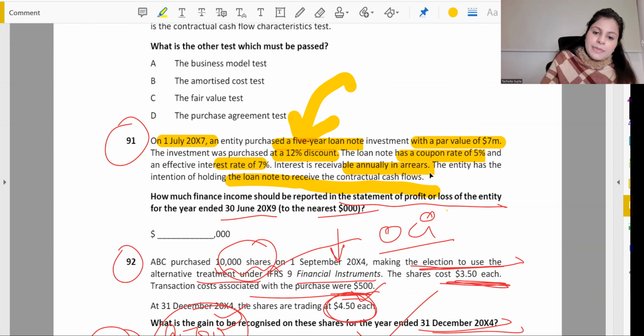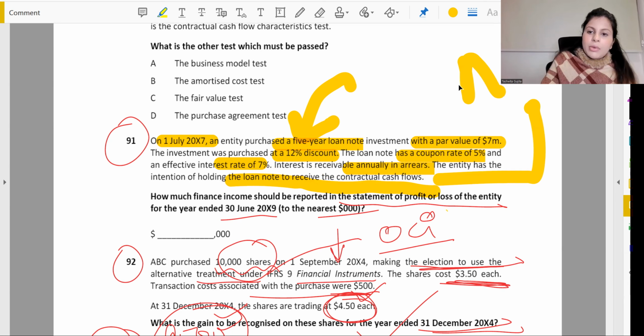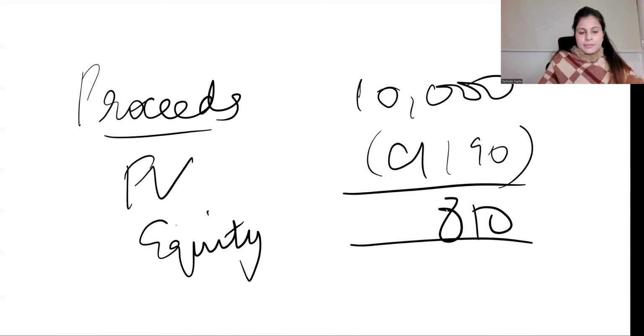Which method to follow? Because they are saying we want to keep it till maturity, so I'll follow the amortized cost method. Yes. So let's follow the amortized cost method. They're asking us what will go into P&L.